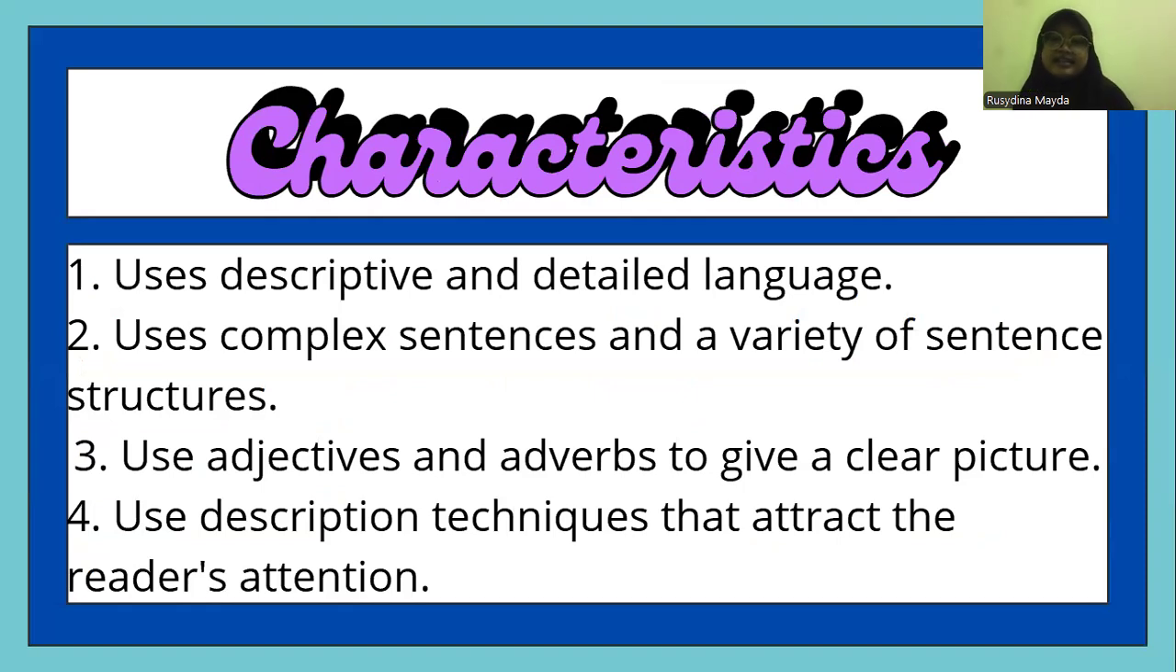The next is characteristics. There are four characteristics, such as number one, use descriptive and detailed language. Number two, use complex sentences, the clarity of sentence structure. Number three, use adjectives and adverbs to give a clear picture. Number four, use description techniques that attract the reader's attention.